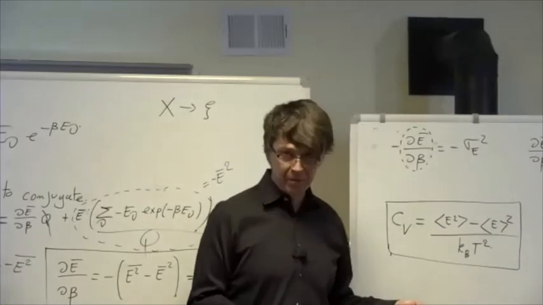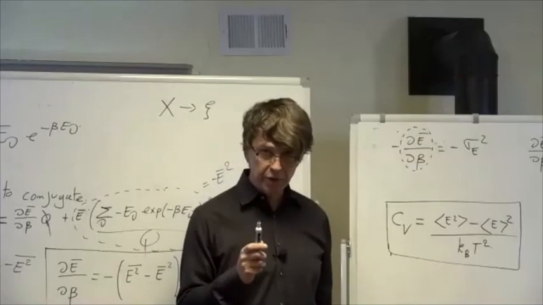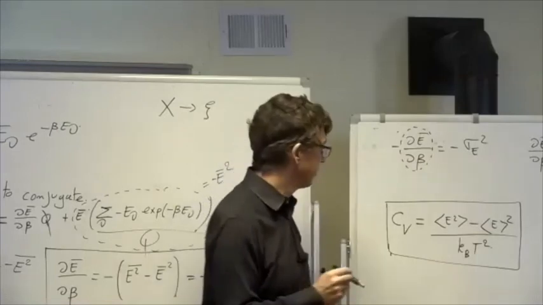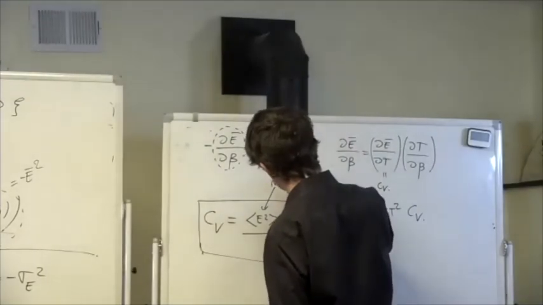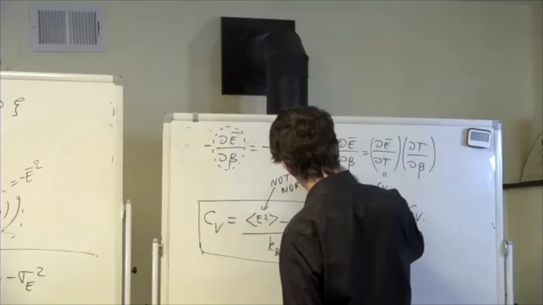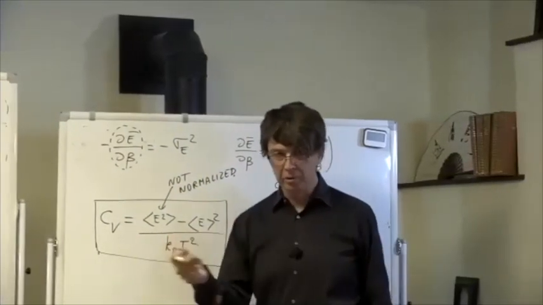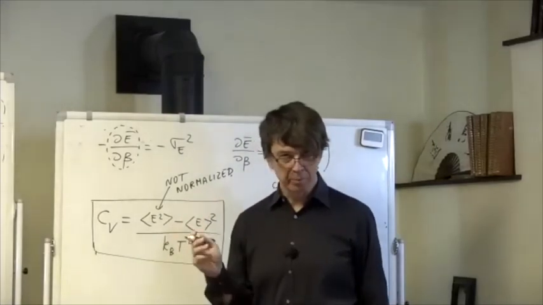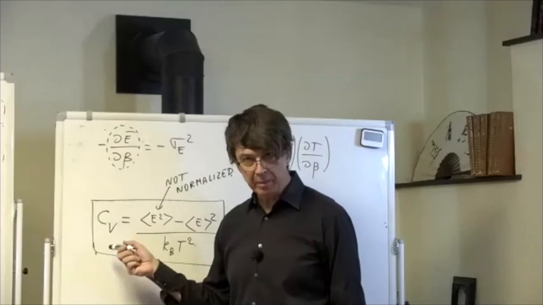First, let me explain what everything is. So this is the fluctuation. First of all, this is the fluctuation of the extensive quantity. This energy is not normalized. It's the energy of the whole system. It's not per atom or per mole or per unit cell. So what that means is this is also the extensive heat capacity.